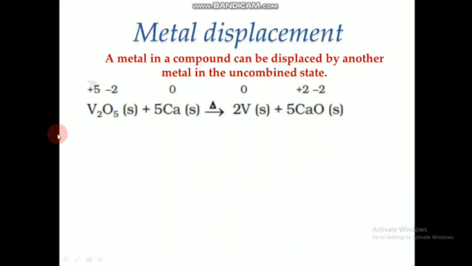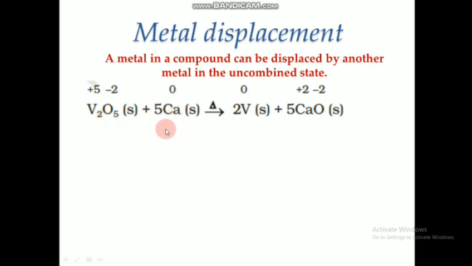For example, we have vanadium pentoxide plus calcium. The calcium is displacing the position of vanadium in vanadium pentoxide and forming free vanadium and calcium oxide. So here calcium is a metal and vanadium is a metal. So one metal is displacing that of vanadium. Why is it displacing? Because the ability of calcium to donate electrons is more than the ability of vanadium to donate electrons. So that is why calcium is displacing vanadium.